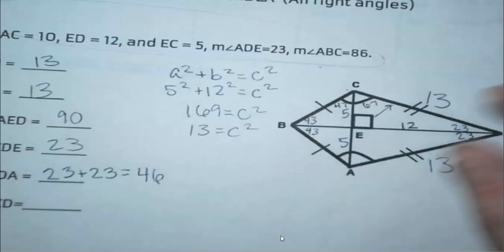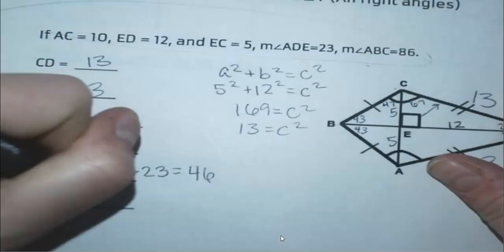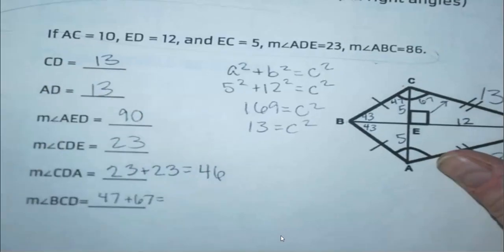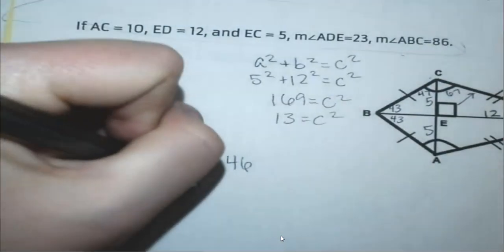And then you want the whole thing, so you're going to add them up together. 47 plus 67 equals 114.